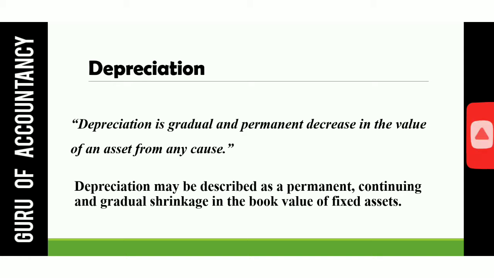In simple words, we can say depreciation means fall in the value of fixed assets due to its usage or obsolescence. Depreciation may be described as permanent, continuing, and gradual shrinkage in the book value of fixed assets. So, fixed assets like plant and machinery, furniture and fixtures, their value continuously goes down because of different reasons. That decrease in the value of fixed assets is known as depreciation.